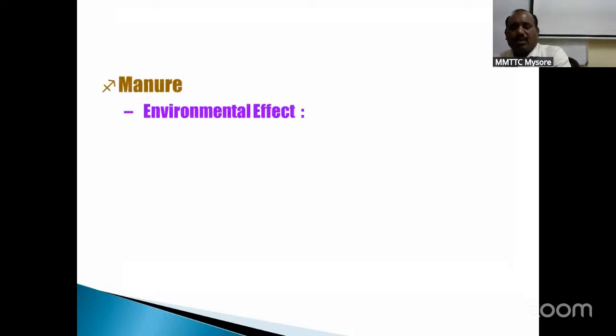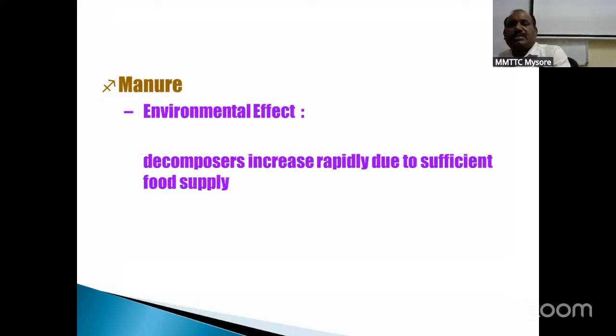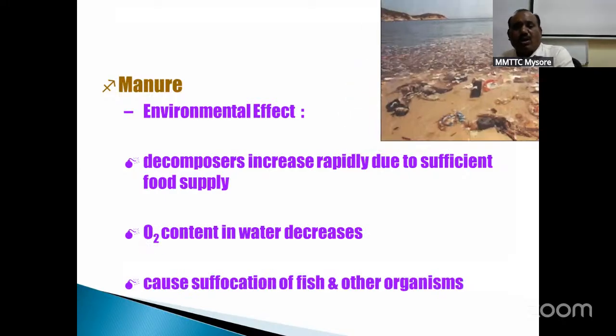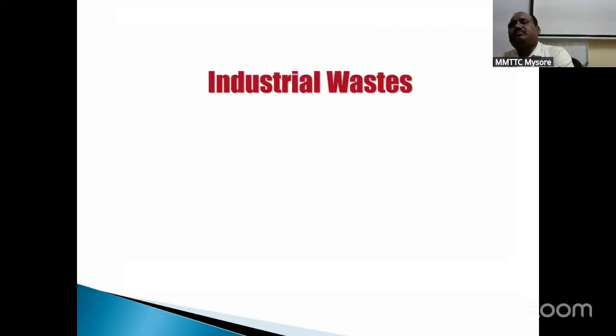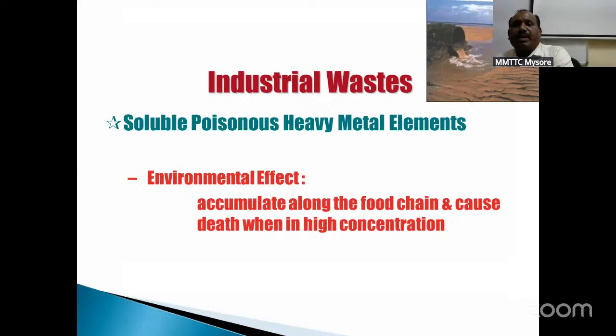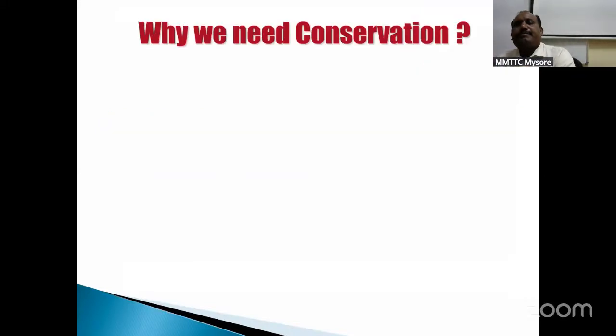Manure also decomposes and increases rapidly due to the sufficient food supply. Oxygen content in the water also decreases, causing suffocation in the fishes and other organisms in the water. Industrial waste: soluble poisons, heavy metal elements. Environmental effect: they accumulate along the food chain and cause death when the concentration becomes high.